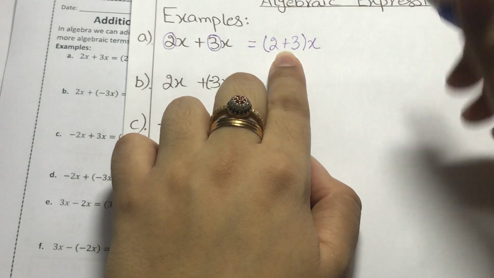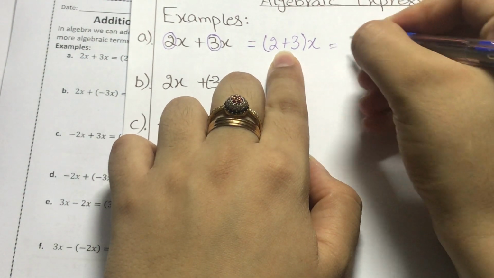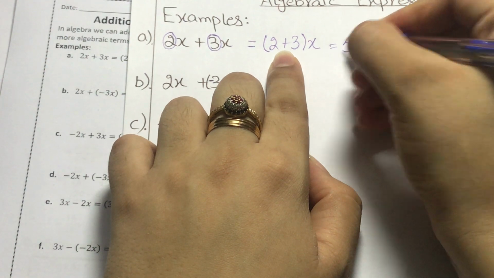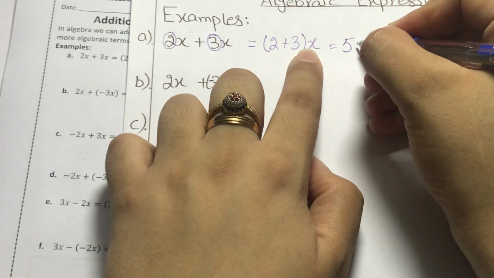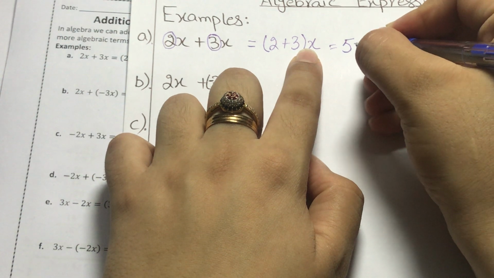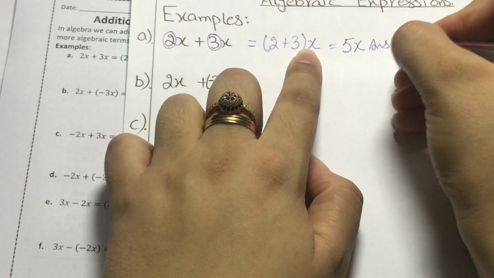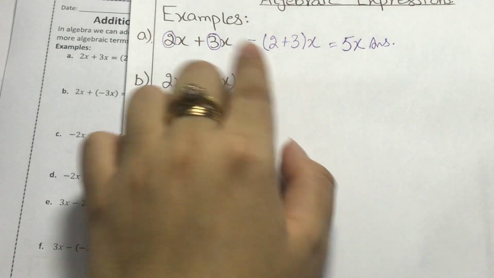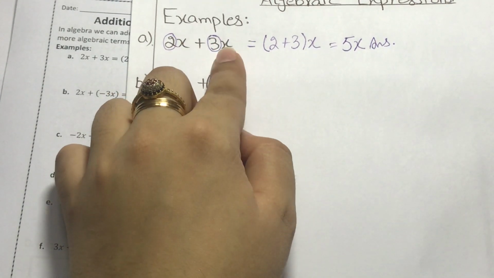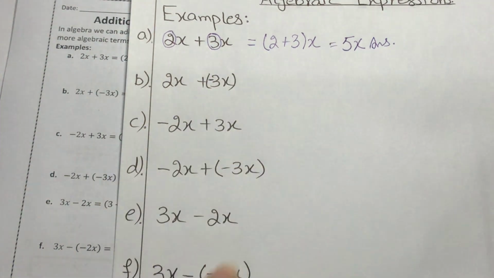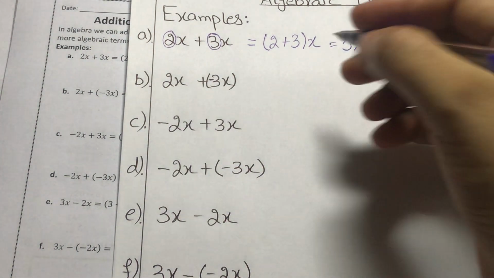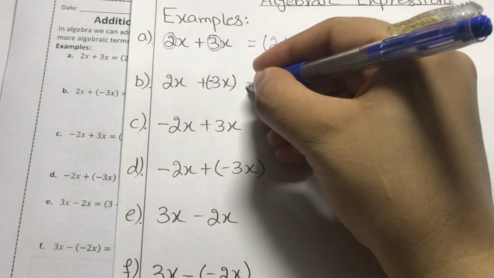So what is 2 plus 3? 2 plus 3 is equal to 5, and what's the variable? X. Don't forget to write your variable, right? This is your required answer. Or you can directly write 2x plus 3x is equal to 5x, right? Now let's move to the next example.